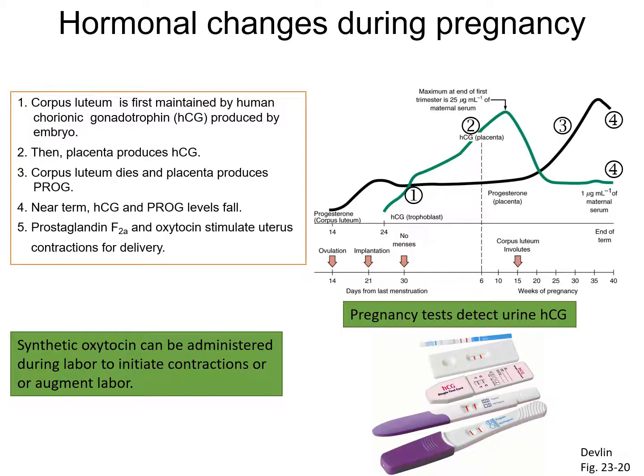Again, the biggest things on this slide are in this box. You have the corpus luteum, which is the old follicle. It's first maintained by HCG produced by the embryo, and it secretes hormones. Then once the placenta is able to produce its own, the corpus luteum will involute and atrophy. And when you get near term, HCG levels will drop, progesterone levels will fall, and then you have, which we've talked about, oxytocin already, but you also get this prostaglandin F2 alpha, which will show up for sure as well, which stimulates uterine contractions for delivery.